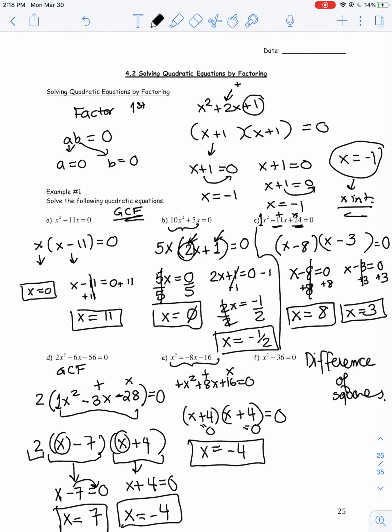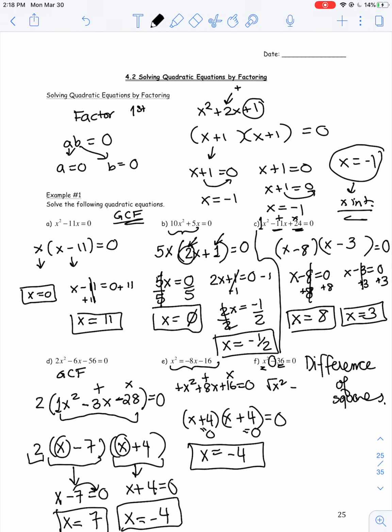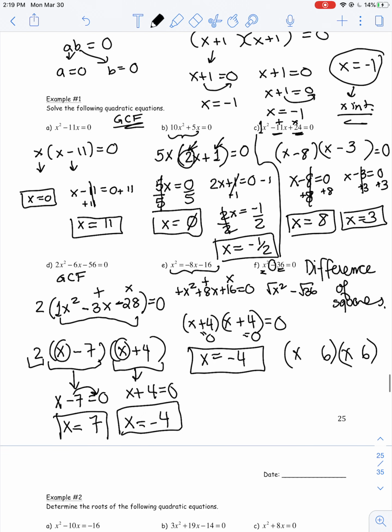Now, F is a special case. These ones are called difference of squares. The reason they're called a difference of squares is because they have a subtraction between them. So that's step 1. And these are both perfect squares, meaning you can square root x squared and you can square root 36 to get the actual factors that equal it. So for example, the square root of x squared would be x and x. So x times x gives me x squared. The square root of 36 would give me 6 and 6. And to get that negative value, you would have to have a positive and a negative between them.